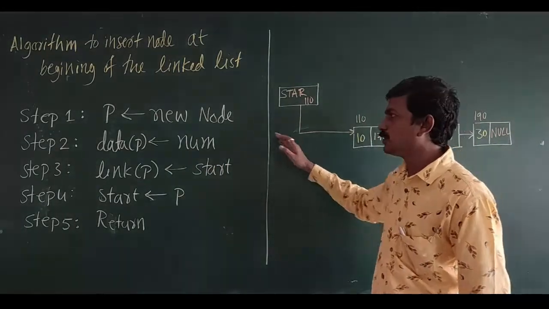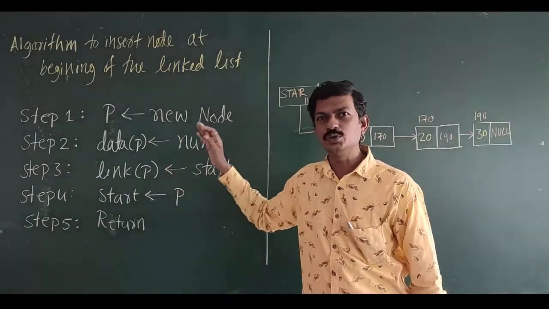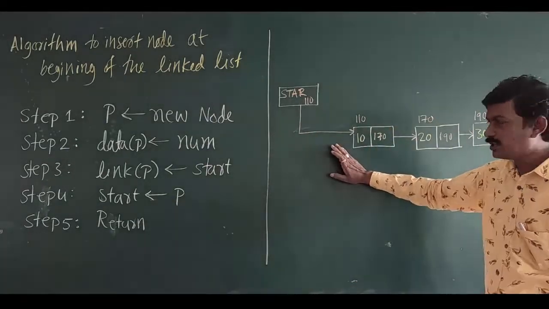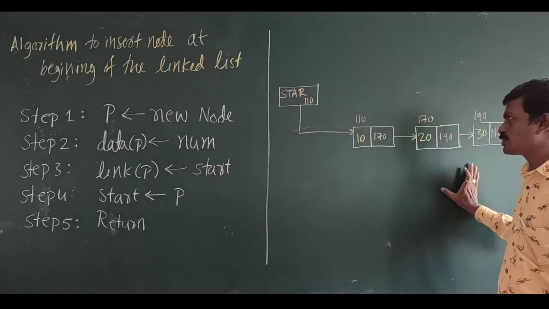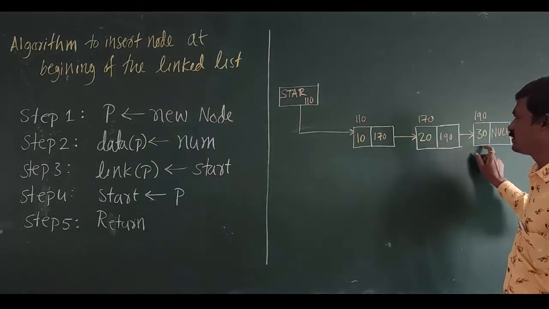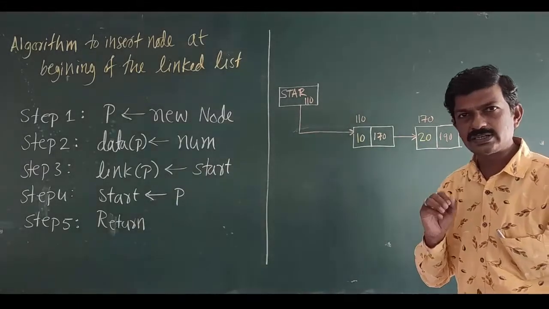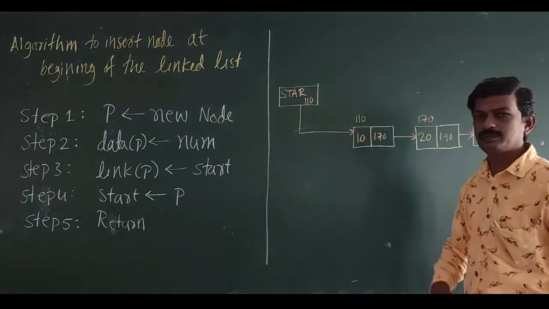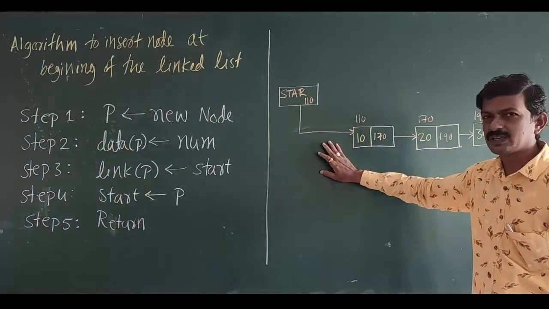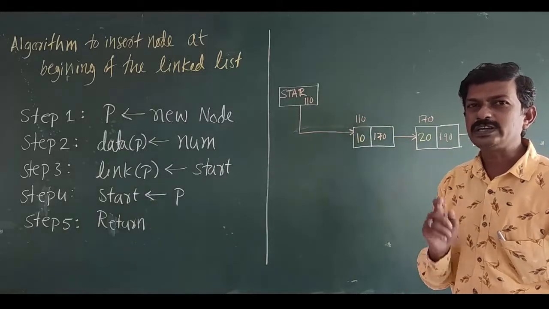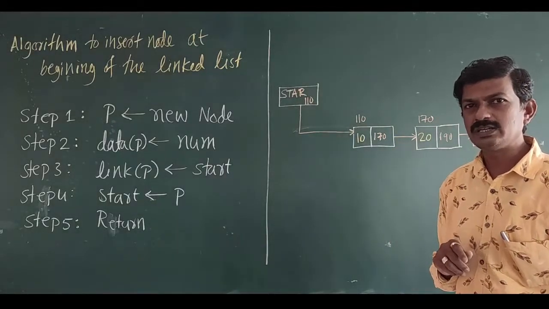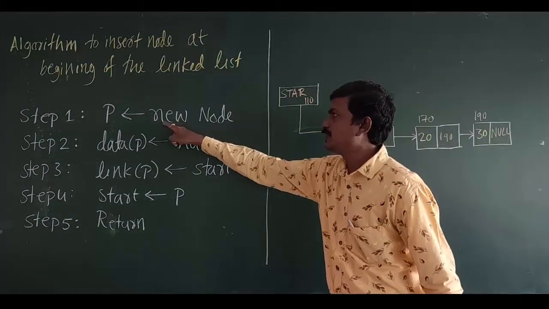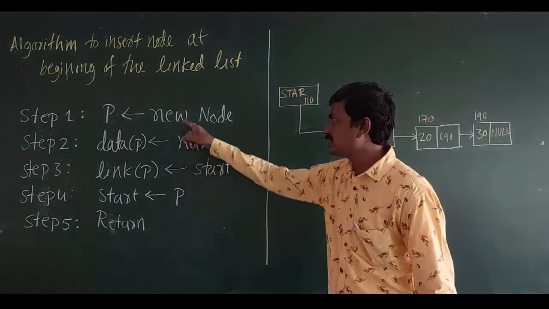With this example, we are going to trace out how we insert a node at the beginning of the linked list. I have a linked list with 3 different nodes: 10, 20, 30, and I want to insert one more node at the beginning of the linked list. It's a simple concept. With respect to this algorithm, I need to create a new node.